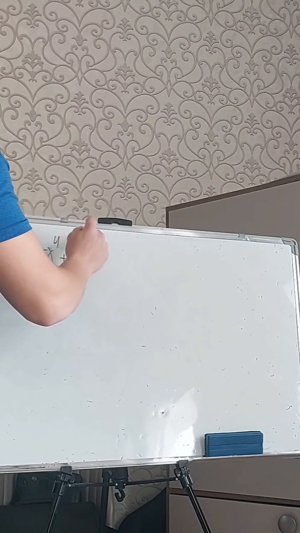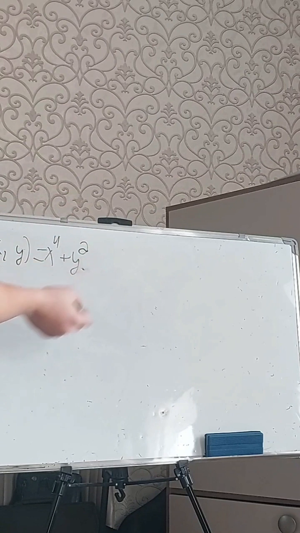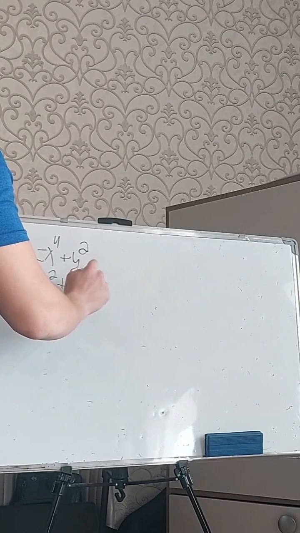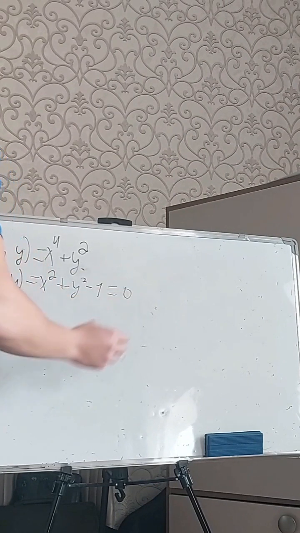So, we have a function f(x, y) equals x to the power 4 plus y to the power 2, which we want to find the extrema of, subject to the constraint g(x, y) equals x squared plus y squared minus 1 equals 0.